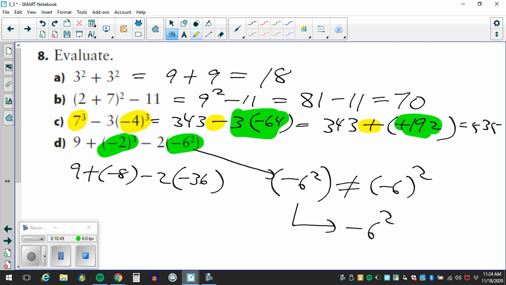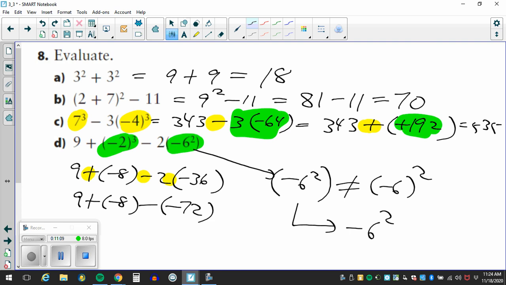So when we simplify those two powers, that's our next statement. I have an addition. If I highlight my operations that are left, I have an addition, I have a subtraction, I have a multiplication. I'll do my multiplication first. So 9 plus negative 8, take away negative 72.